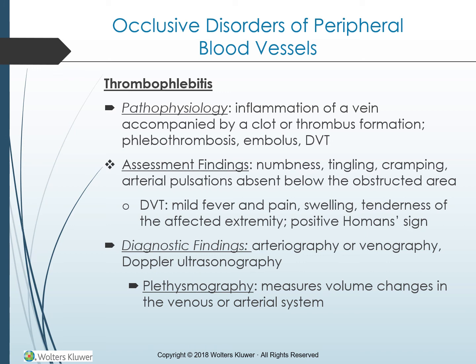Diagnostic findings. Arteriography or venography, also called phlebography, using a contrast dye, identifies the point of obstruction. Doppler ultrasound is used to detect abnormalities in peripheral blood flow. Plethysmography measures volume changes in the venous or arterial system.